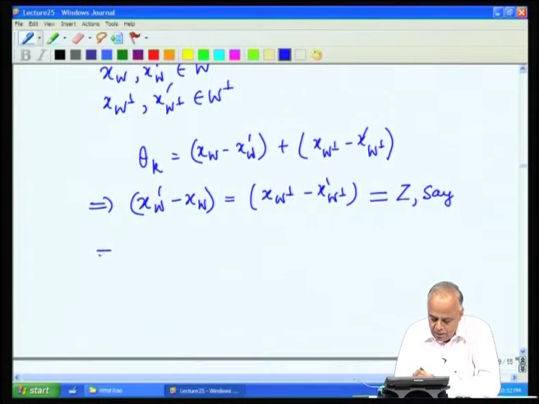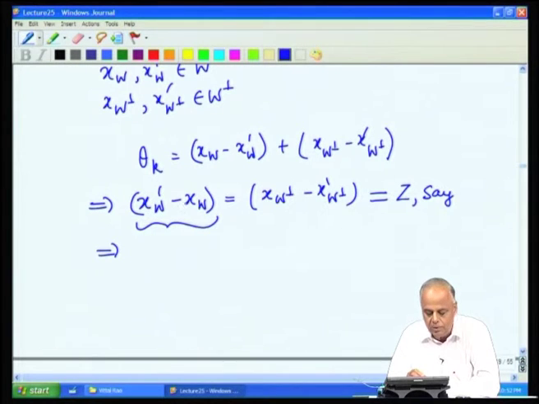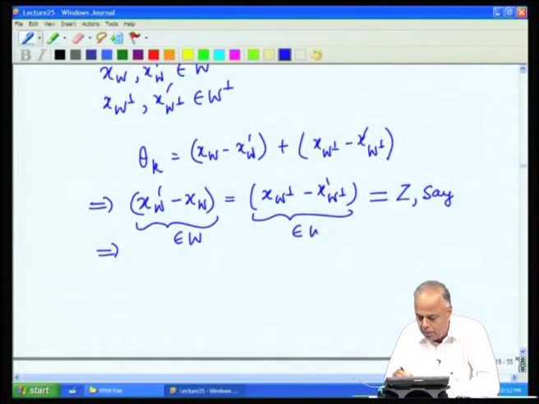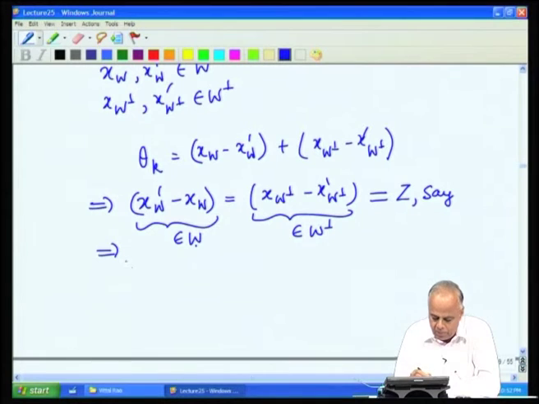Then, because z is equal to this and x_W prime is in W, x_W is in W, this vector belongs to W. Similarly, this is in W perp and this is in W perp, the difference of two W perp vectors is in W perp, and therefore this is in W perp. Because W and W perp are subspaces, the difference of two vectors in W will be in W, and the difference of two vectors in W perp will be in W perp. Therefore, this says z is a W vector, it is also a W perp vector, that says z belongs to W intersection W perp.